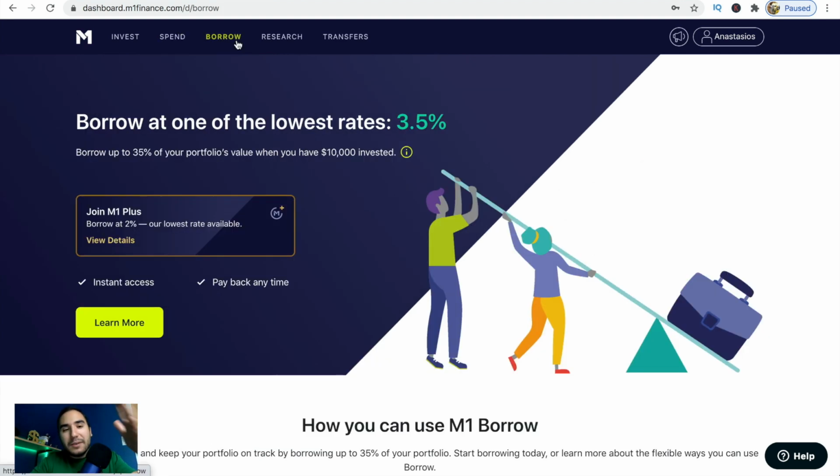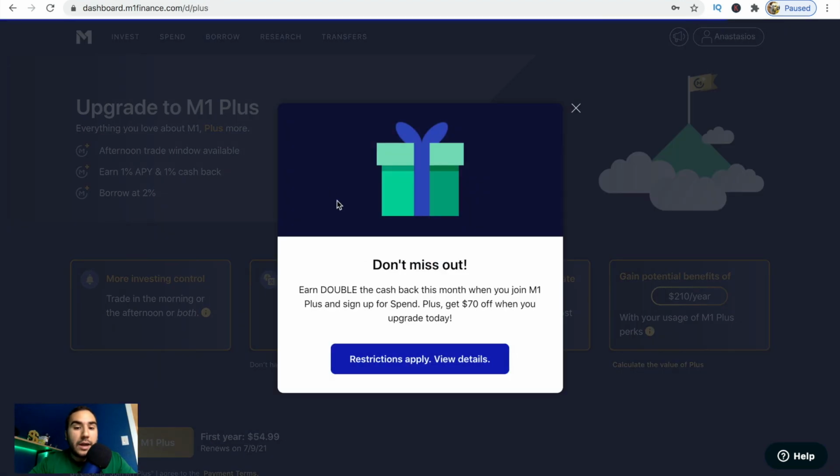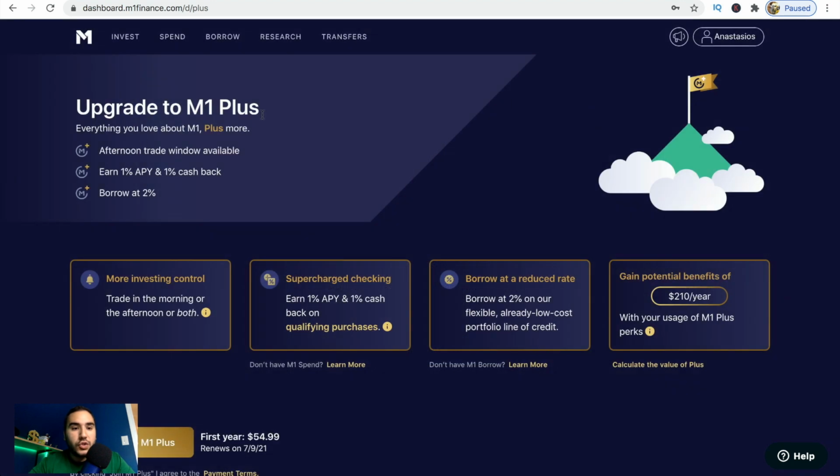And another very big thing about M1 Finance that people are raving about is the low interest borrow rate that you guys can potentially get. And mind you, always do your own due diligence when it comes to borrowing money, going on margin, investing in different stocks with borrowed money. That stuff is very risky. You always have to do your own due diligence and your own research. But you can borrow at potentially as low as 2% if you upgrade to M1 Plus.